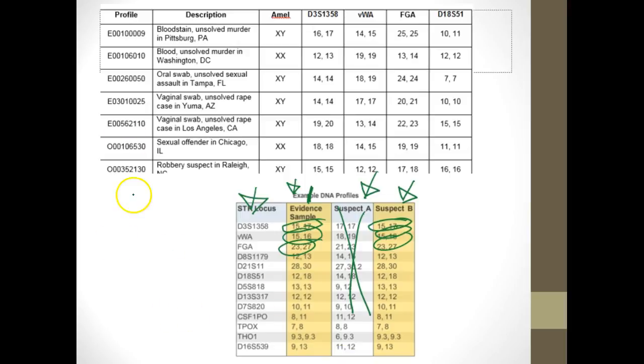Larger tables might look something like the one up above, where you have several different categories and descriptions, and you've got their genome off here to the side. So that's what you need to do with this lab: analyze all of that DNA data, be able to compare it, and then make conclusions based on what you find comparing that DNA data.